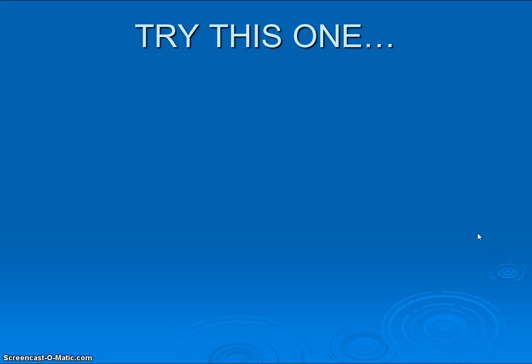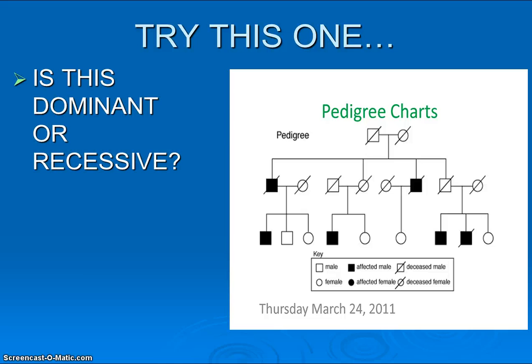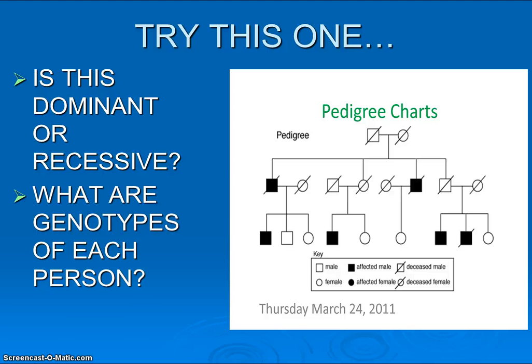So let's try this one together. I'll pull this up on the screen, and you can take time to pause it, but I want you to give this a shot. I want you to figure out if this is dominant or recessive, and try to figure out the genotypes of each person, and then we'll even play what if here. So I'm going to pause it. You pause it now, and give this one a shot. We'll wait, and let's look and see how you did.